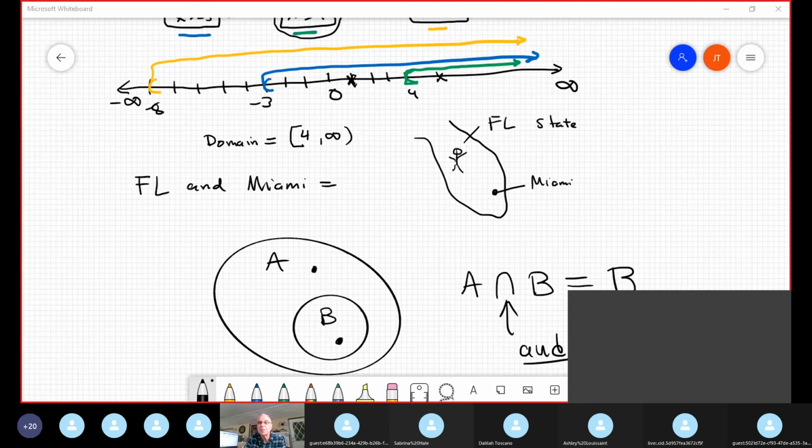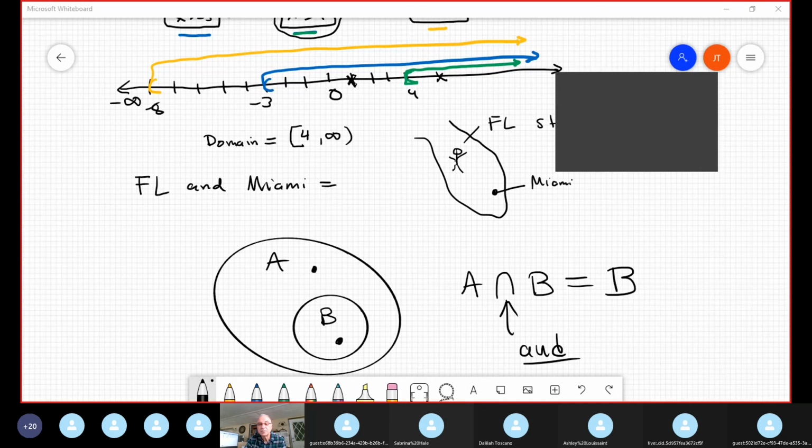Okay, the other example is similar. Okay, another example is similar. Wait a second. Okay, yes. Stop sharing. Okay. Do you see my face now? Do you see my face?